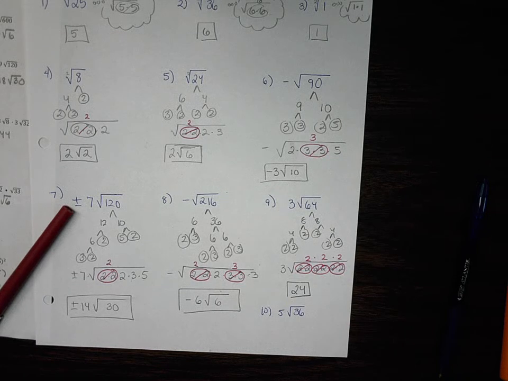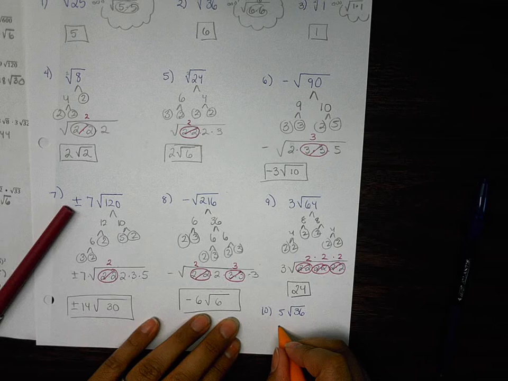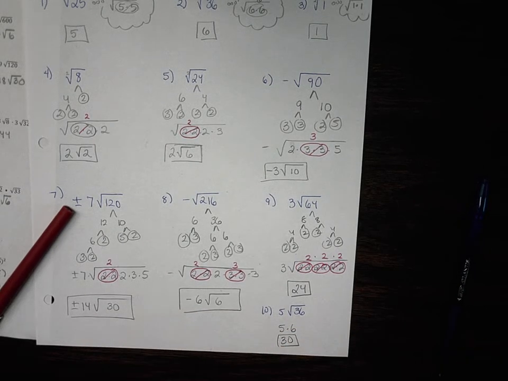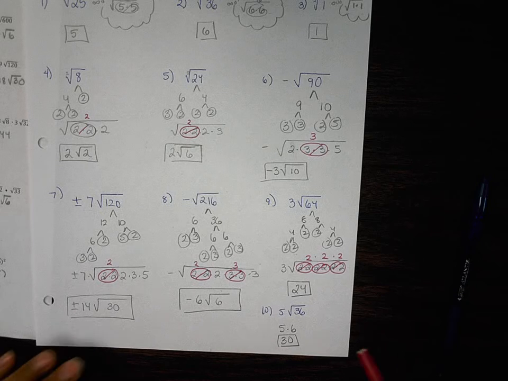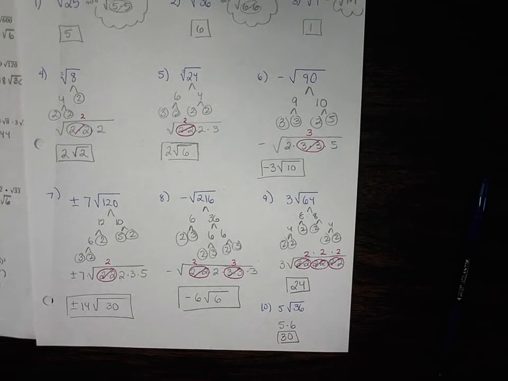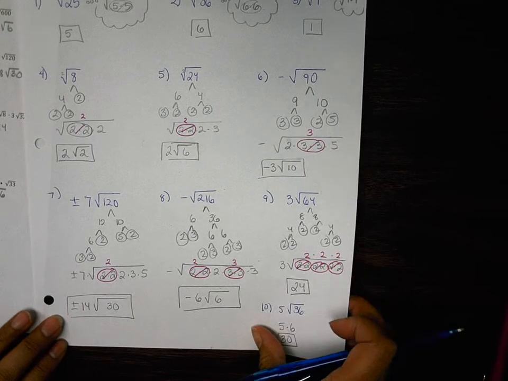Do you guys agree it's easier? Yes. Okay, again, they're not all like this, but when they are, take advantage of it and save your time. You do have to show the work of 5 times 6. You can't just put 30. 5 times 6 is 30, and we're good. Questions? We're good? Okay, number 11.